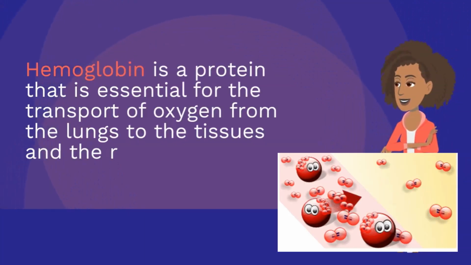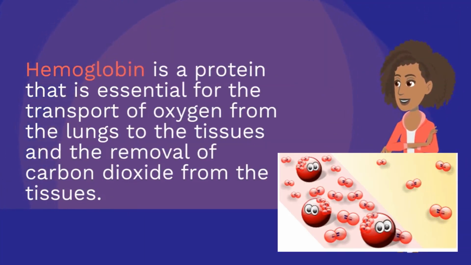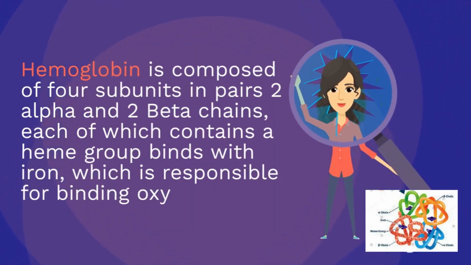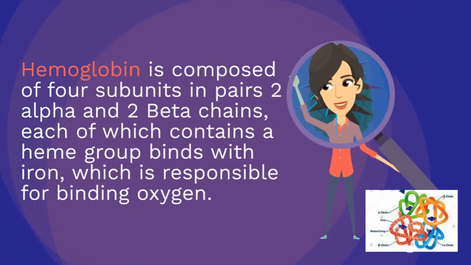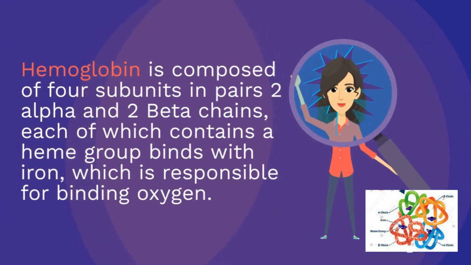Hemoglobin is a protein that is essential for the transport of oxygen from the lungs to the tissues and the removal of carbon dioxide from the tissues. Hemoglobin is composed of 4 subunits in pairs, 2 alpha and 2 beta chains, each of which contains a heme group bound to iron, which is responsible for binding oxygen.